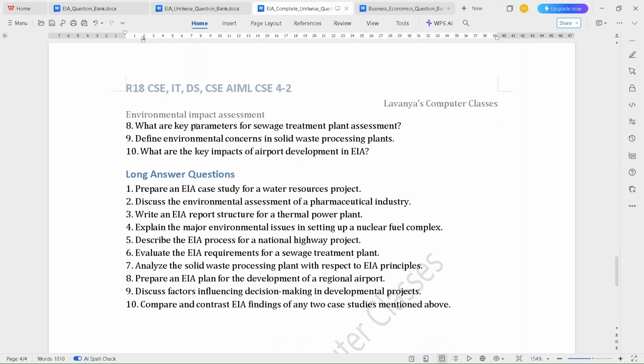So these are the short and long answer questions. Take the printout and read all these questions, then we get good score.